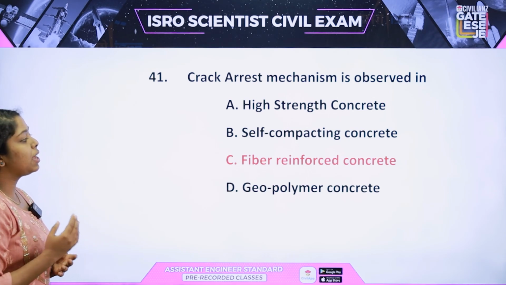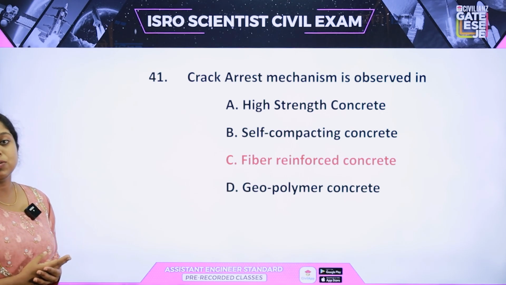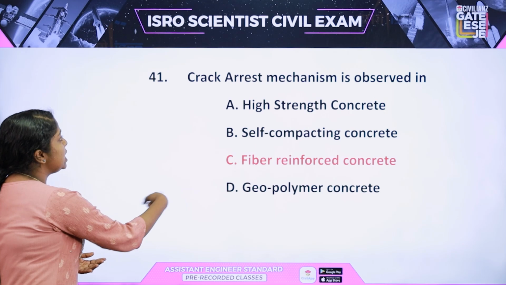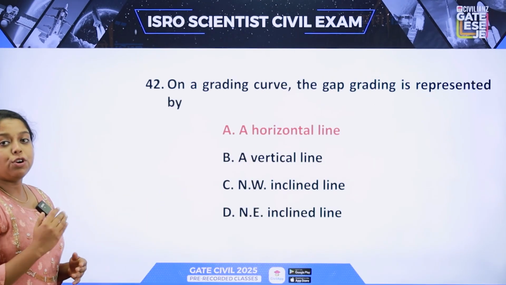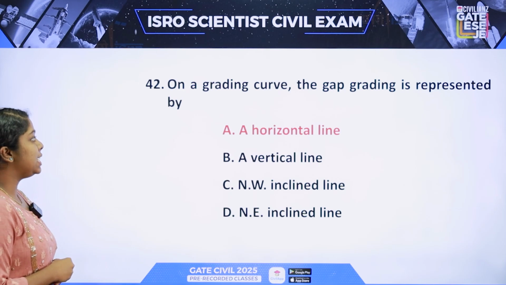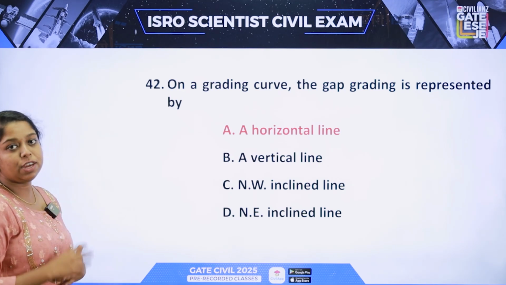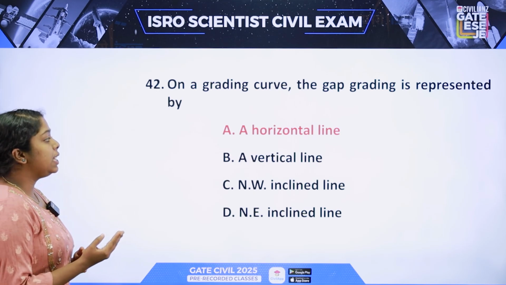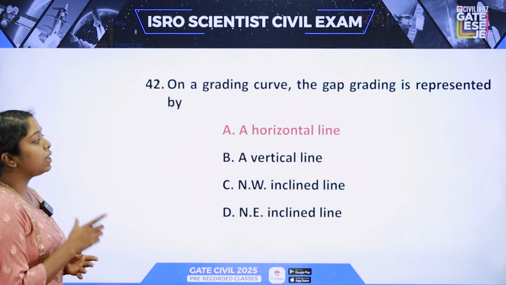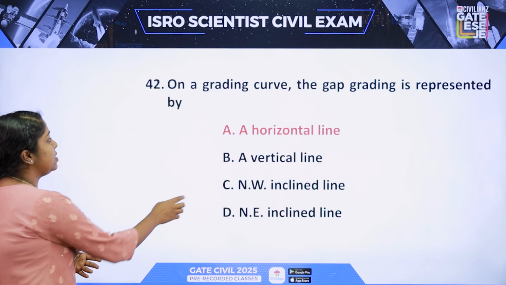Crack arrest mechanism is usually observed in which type of concrete? It is usually observed in fiber reinforced concrete. So option C is the right answer. Moving on to the 42nd question. The 42nd question is from geotechnical engineering. On a grading curve, the gap grading is represented by, we know that when gap grading occurs in uniform distribution curve, the line will be a horizontal line. So option A is the right answer.